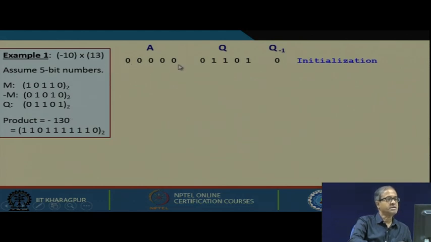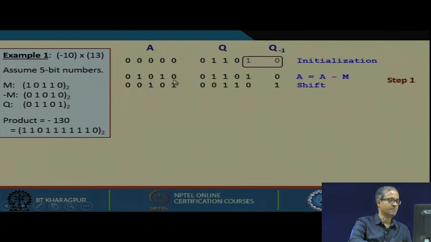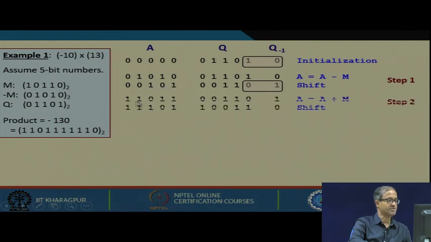So this is our initial thing. Q is loaded with the multiplier, A is 0 and Q minus 1 also 0. You check the bit pair. It is 10. So 10 means you have to subtract, A equals A minus M. So you are adding minus M to A. Minus M is 01010. It becomes 01010. Then you do a shift. Now the next bit pair is 01. 01 means you have to add. You add M to 00101. So the result will be this 11011. Then you do a shift again.